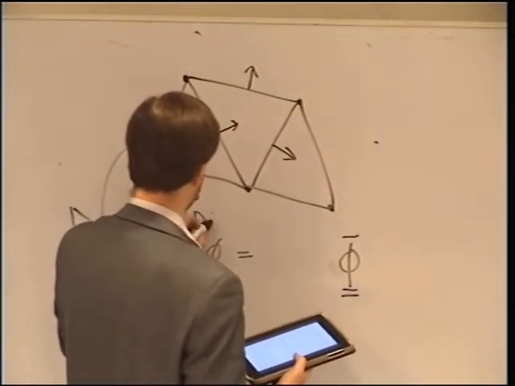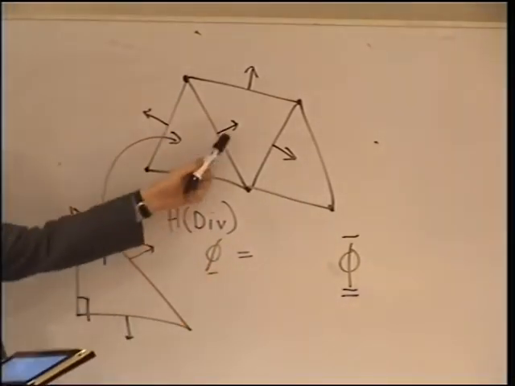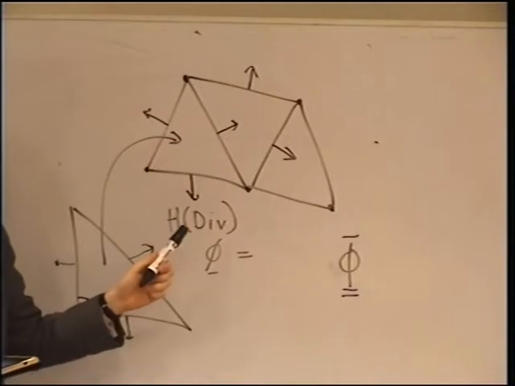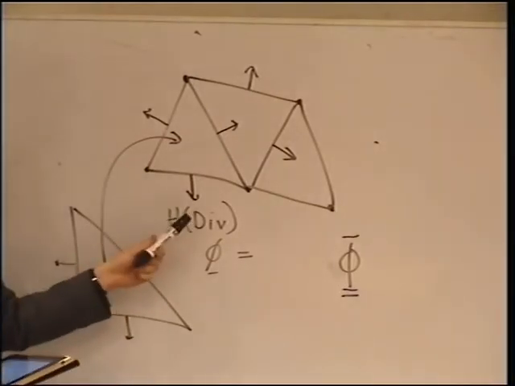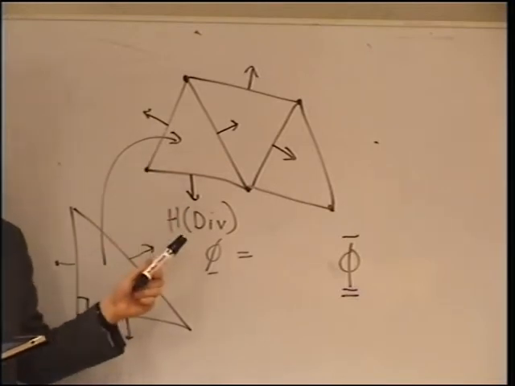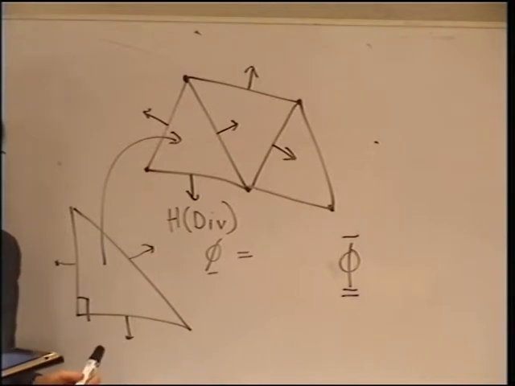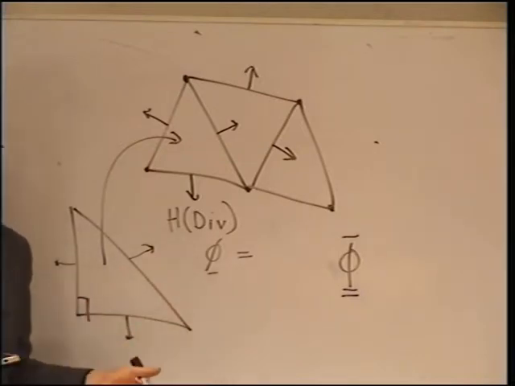H div, so by H div we mean this space with the continuous normals. The reason we call it H div is because this is the space in which divergence works. It's a space where you can take a weak divergence of the functions. The other space with continuous tangents is called H curl, because it's a space where you can take a weak curl.